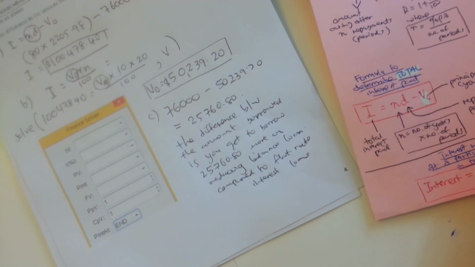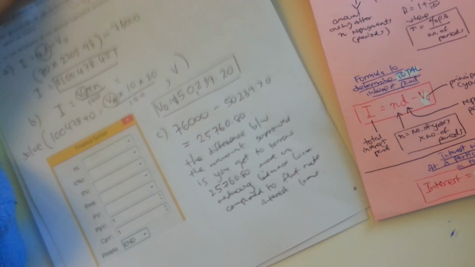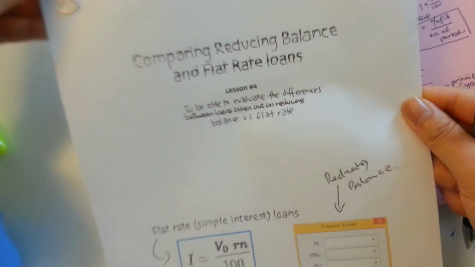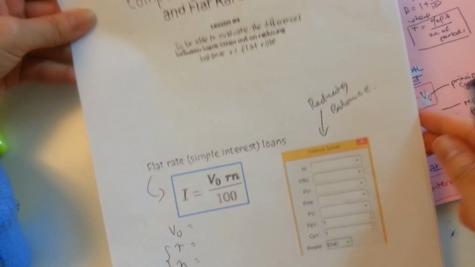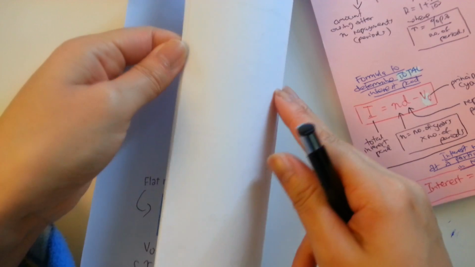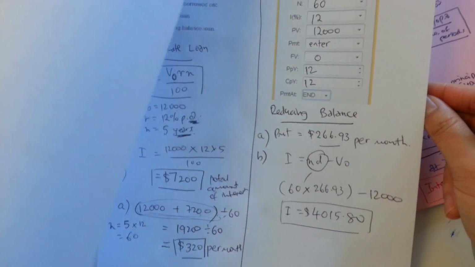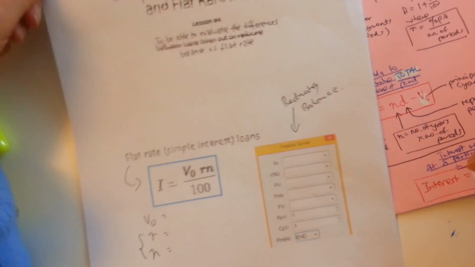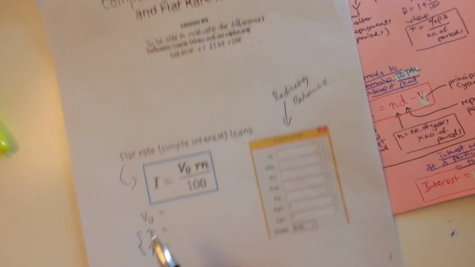And that's that question. Now, that's all for comparing reducing balance and flat rate loans. Please complete exercise 7.5, all the odd questions. This exercise, luckily, is not too difficult. If you have any questions, obviously, email me, let me know, and hopefully I can help you over the weekend. Otherwise, this needs to be completed before I see you next lesson.